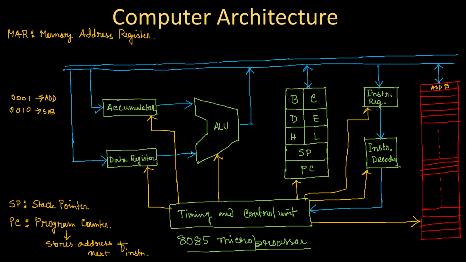At the same time, control unit output line should be activated. I'm sorry, the accumulator and the data register output line should be activated, so that it's just like opening a gate, right? So data from the accumulator goes to input 1 of the ALU, and the output of the data register will go to input 2 of the ALU, right?